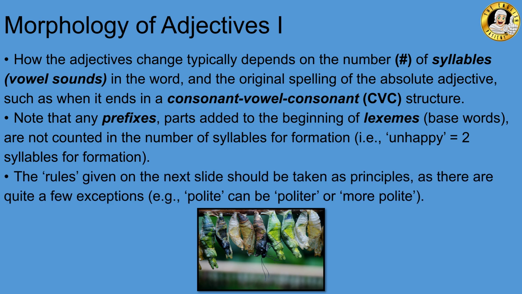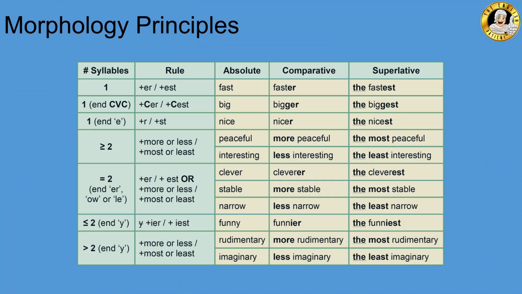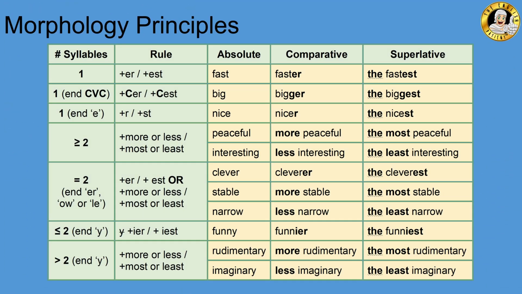Also note that the so-called rules, which I'm about to get into on the next slide, should be taken more as principles rather than rules because there are quite a few exceptions. For example, polite can actually be politer and it can be more polite. Let's take a look then at these morphology principles.